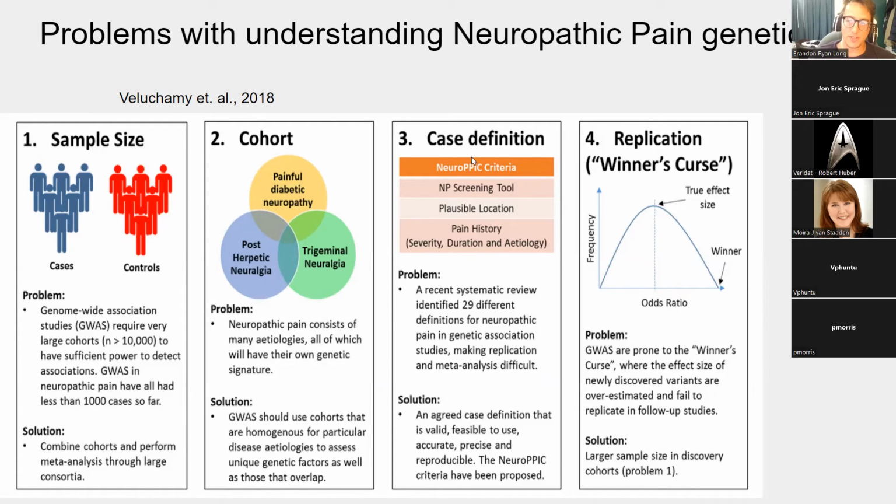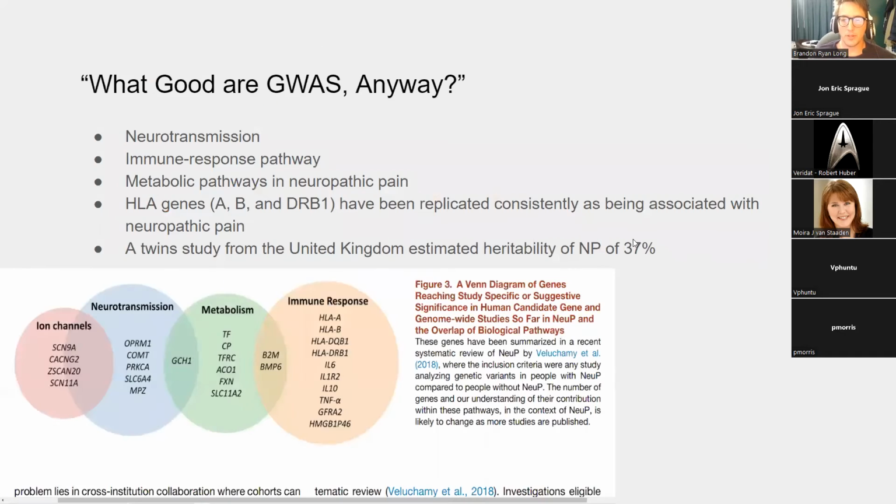And the last one's the definitional one. There's just not a set definition of how to define neuropathic pain. The fourth one is not really specific to chronic pain, so it's not super important. It's more of a problem with GWAS in general.